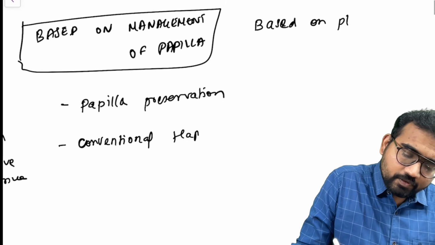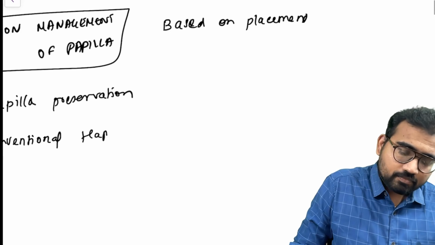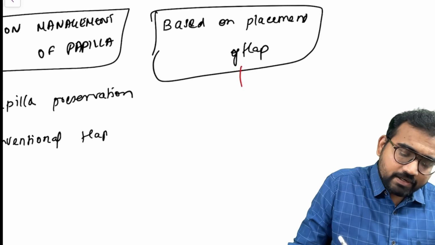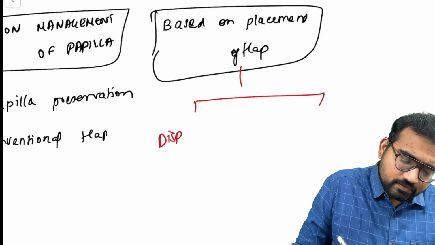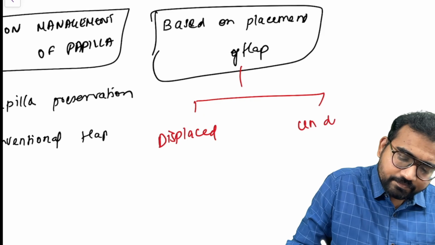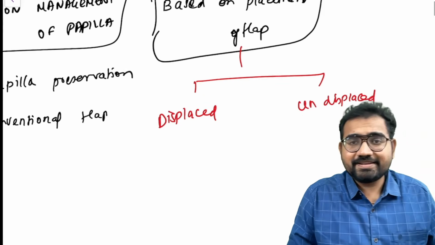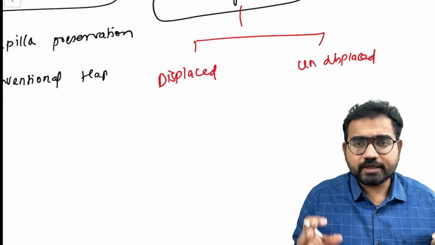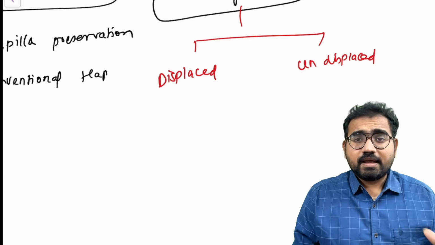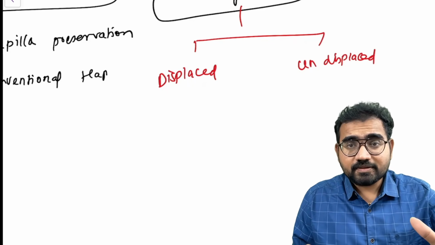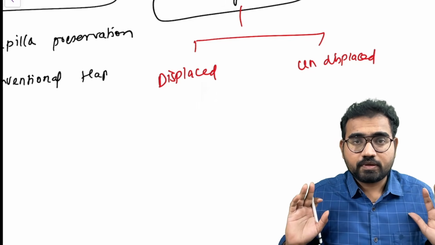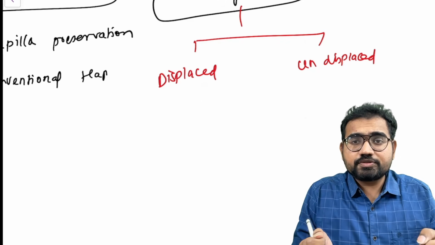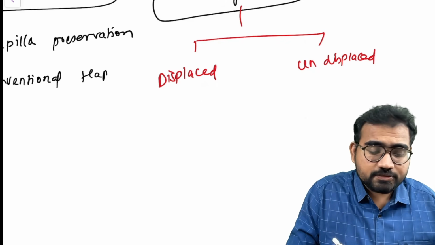Okay, based on the placement of flap. So based on the placement of the flap after reflection, it can be classified as displaced and undisplaced flap. Self-understanding, right? So if I give incision, raise a flap, whatever flap it might be, full thickness or split thickness, if I'm going to suture it to the original place, then that becomes undisplaced flap. I'm giving incision, reflecting the flap, I'm going to keep it just apically to the original position or coronally to the original position, that becomes displaced flap.